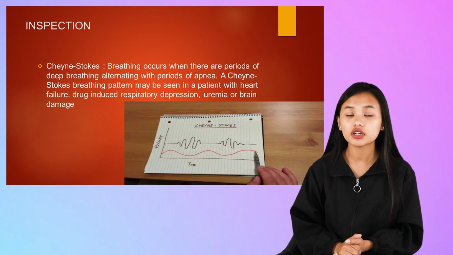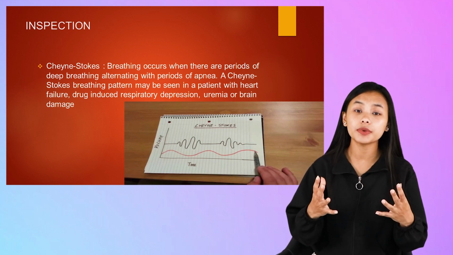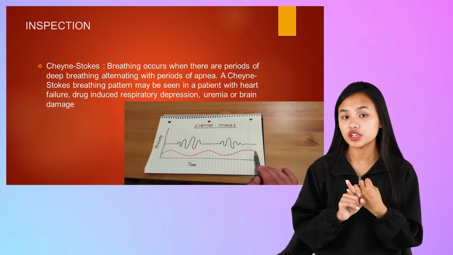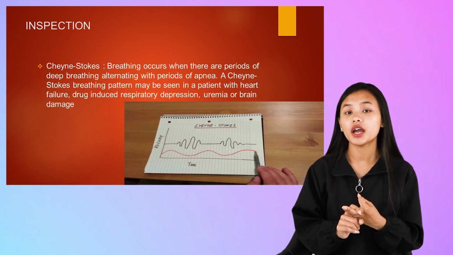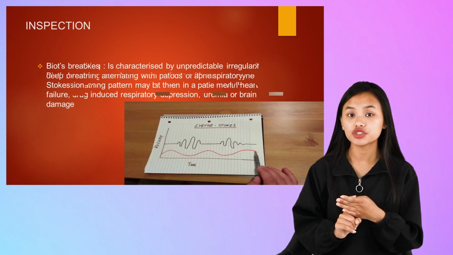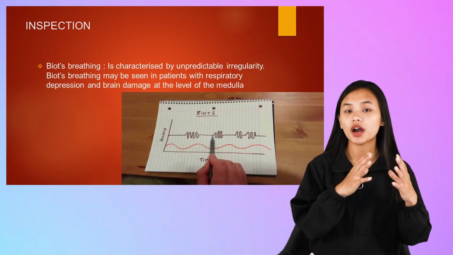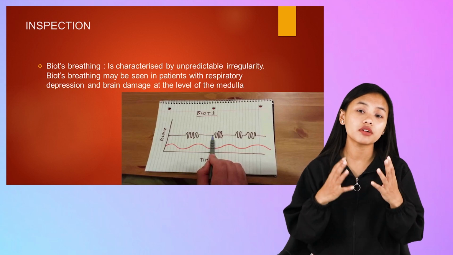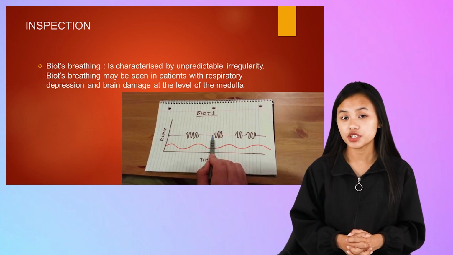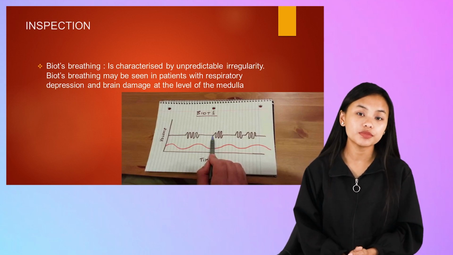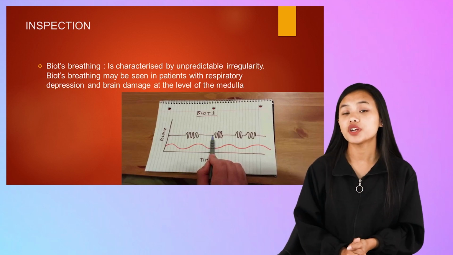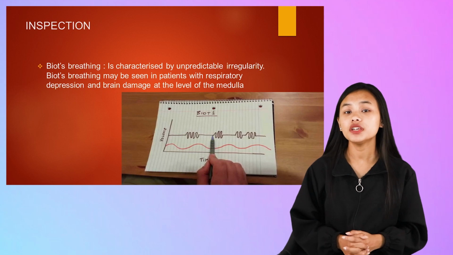This Cheyne-Stokes is also seen in patients or clients with heart failure, drug-induced respiratory depression, uremia, and also brain damage. And the last one is Biot breathing. This is characterized by unpredictable irregularity of the respiration, and it may also be seen in clients with respiratory depression and brain damage at the level of the medulla.